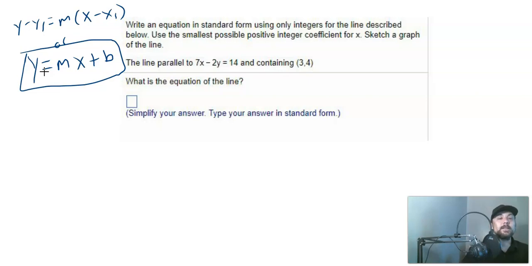All right, so write an equation in standard form using only integers for the line described below. Use the smallest possible positive integer coefficient for x. I don't know if that's really necessarily a requirement of standard form, but it's a requirement of Math Excel, probably for just being able to check your answer. So they want the coefficient of x, and smallest is not really a problem. We're going to do it in such a way that we'll have the smallest possible number there. But what sometimes has gotten me in the past is making sure it's positive, because I don't really think it needs to be for standard form, but that's what Math Excel is asking us to do. So we'll talk about that when we get to it.